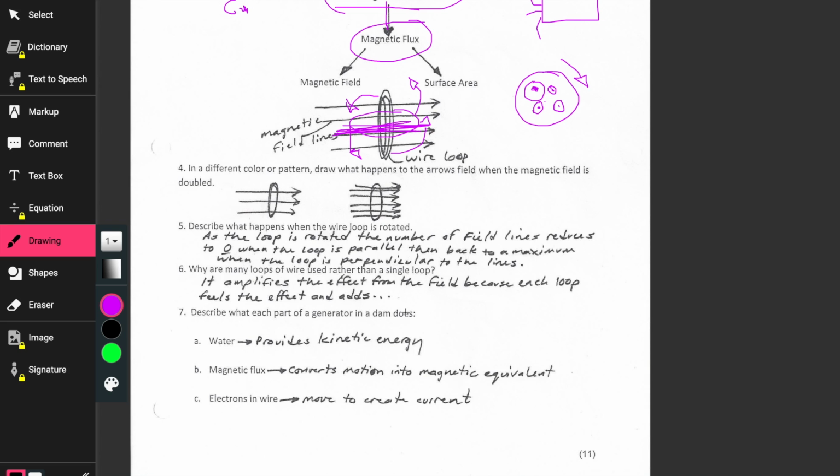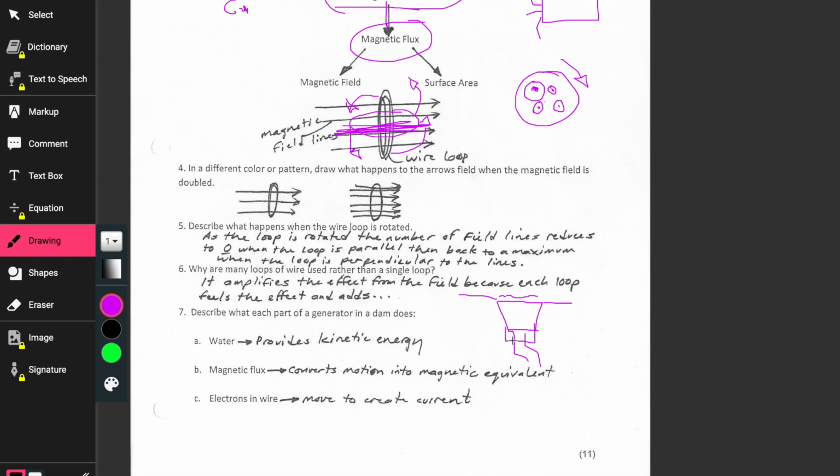Describe what part of a generator in a dam does. So we're talking like the Hoover Dam. If you're seeing the picture, we've got the Hoover Dam, and you've got some rocks, and then back here you've got some water. Some more rocks. And then down here, we have an opening, and the water can spill out.